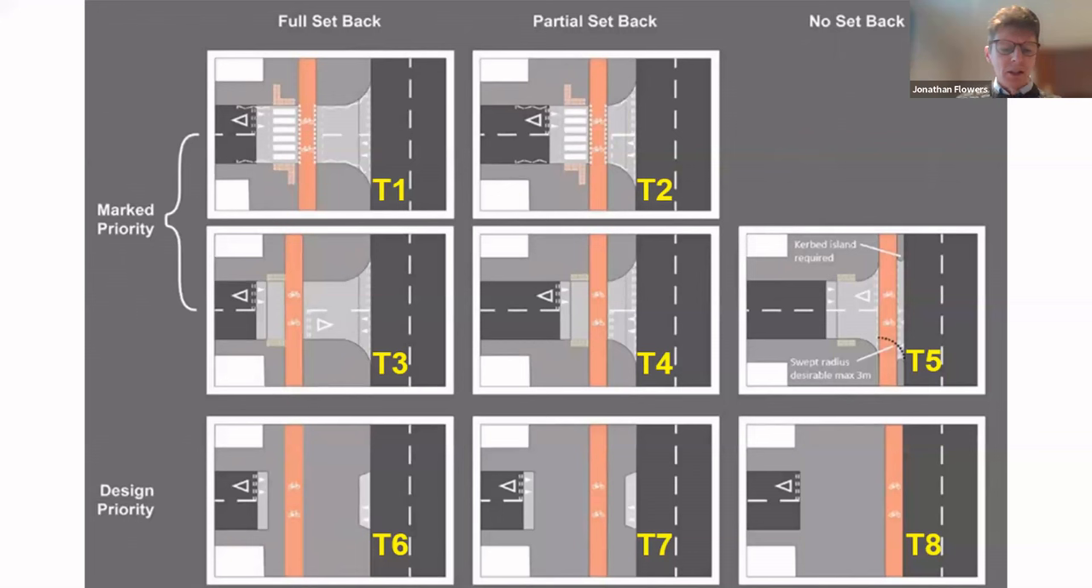Now, LTN 1/20 suggests that the choice between marked priority and design priority depends on context and also on budget. Design priority, as Brian's already said, has typically been deployed with no setback of footway or cycle track, whereas marked priority or parallel crossings with no setback are not currently possible or not currently permitted. We've seen that picture from Brian that there is at least one example of, but they're not currently permitted because of the regulation for a minimum of two zigzags each side of the crossing, hence the no box at the top right-hand corner.